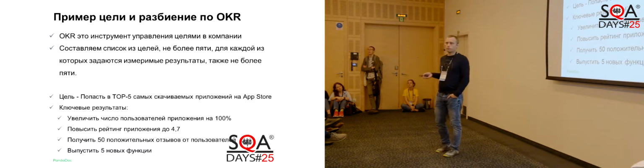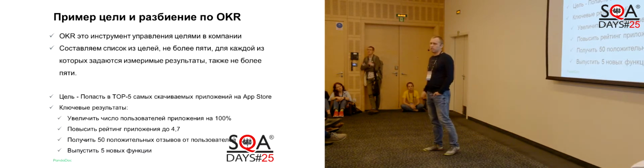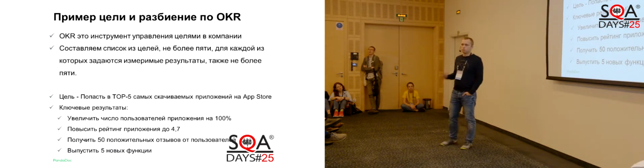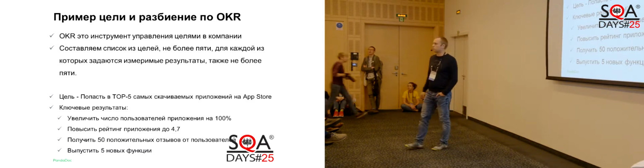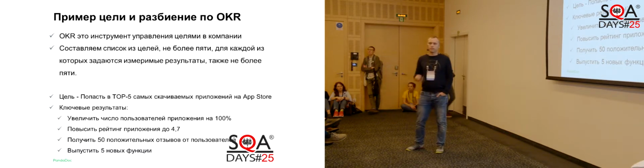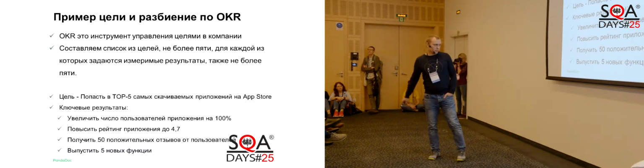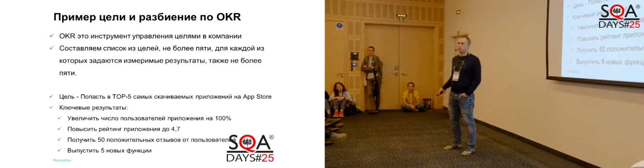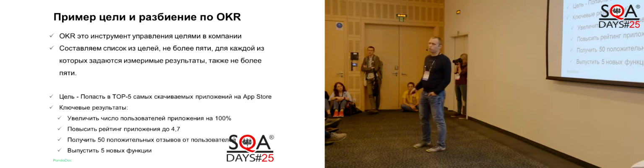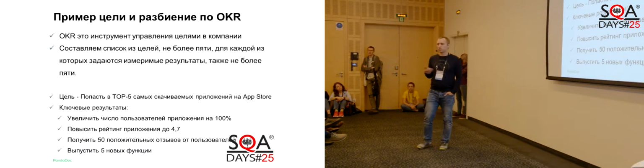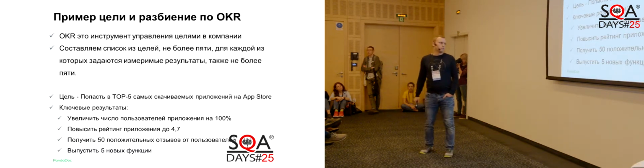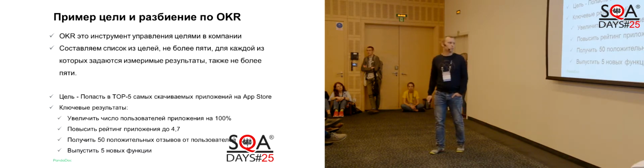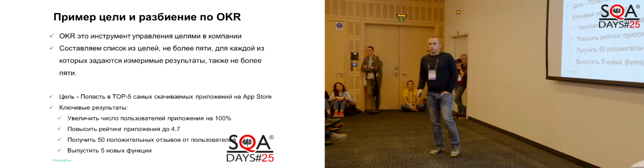An example of such an objective for a mobile app is when we want to end up in the top 5 downloadable apps in the App Store. We set up key results for ourselves, like to increase the number of users, for instance, by 100%, to increase the rating of the application, get 50 good feedbacks, and issue 5 new features or functions. And these objectives can be broadcast or projected to different departments, including the testing department.